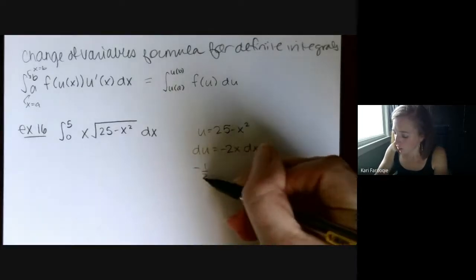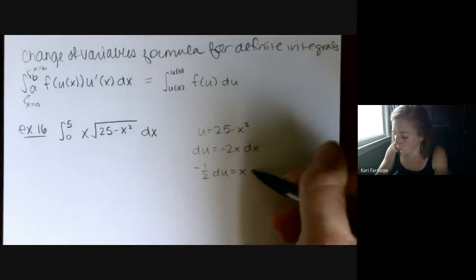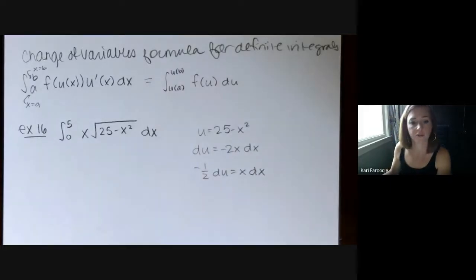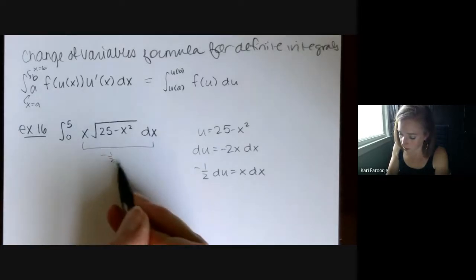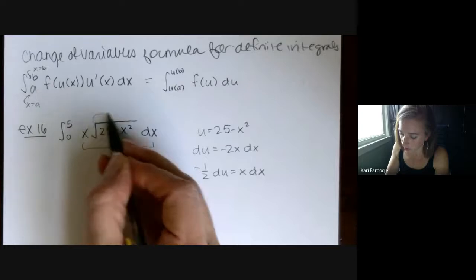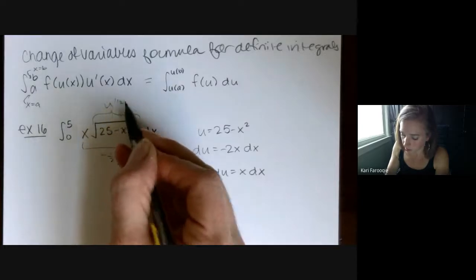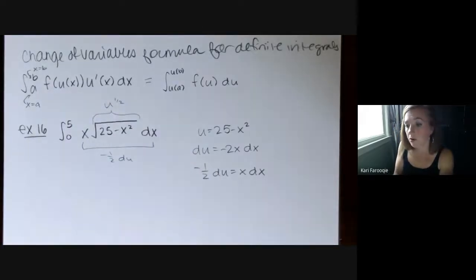Then you'll have negative 1/2 du is x dx. And this is good. So the x dx is negative 1/2 du. And then this piece right here will be u to the 1/2. Morgan, go ahead. What's your question?